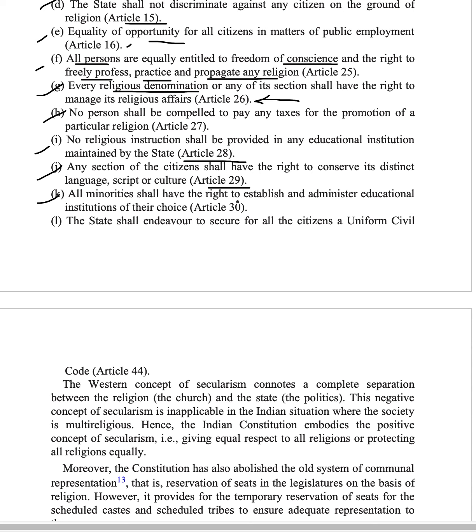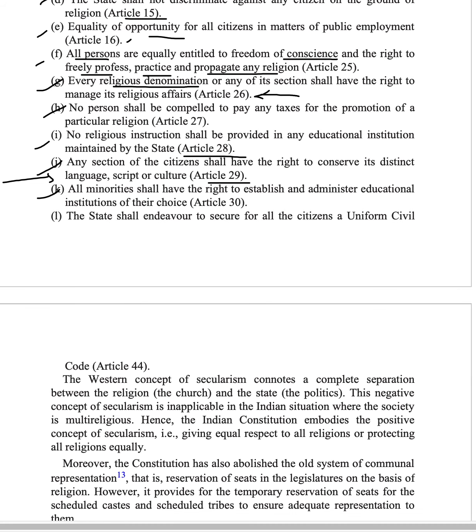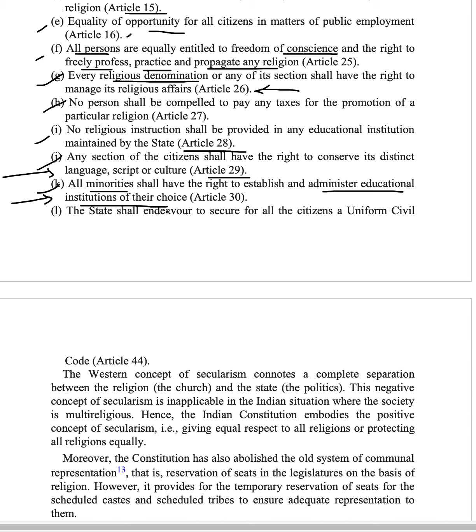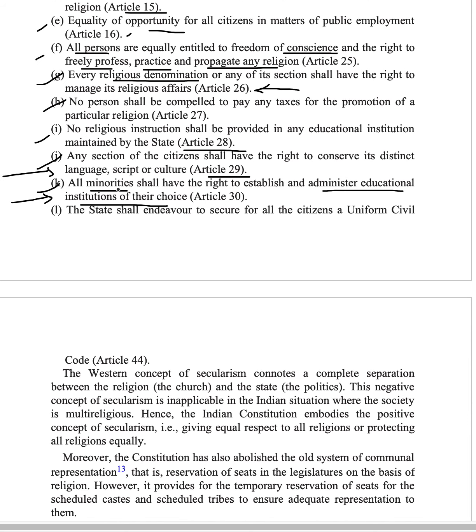Then all minorities shall have the right to establish and administer educational institutions of their choice. So here it's giving the protection of language, script, or culture, but here it's a special provision. Although they both can be clubbed together, they have specifically told that the minorities have the right to establish and administer educational institutions of their choice. So these particular educational institutions will be given the minority tag, and they will have some special provisions, meaning they will be mostly for the welfare of those particular minority communities.